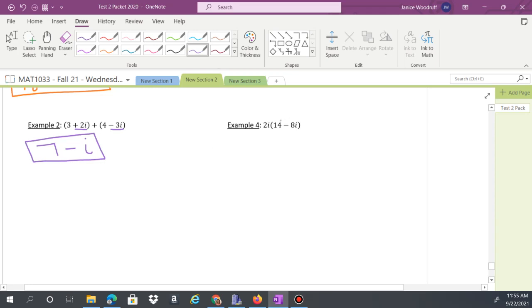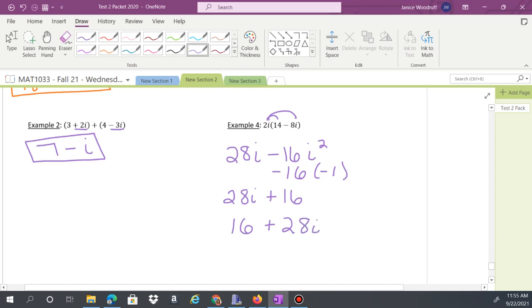Okay, and then last example, I am multiplying. So I'm just distributing this 2i. So 2i times 14, 2 times 14 will give me 28i. Then 2i times negative 8i, 2 times negative 8 will be negative 16, i times i squared. i squared will convert to a negative 1. So that's negative 16 times negative 1, positive 16. So I have 28i plus 16, which is fine, but you're probably going to see the answer like this. Okay, with the i last.